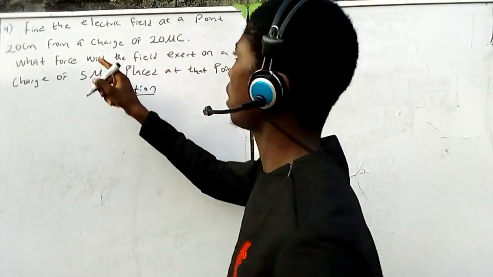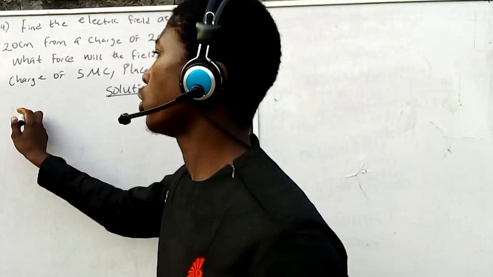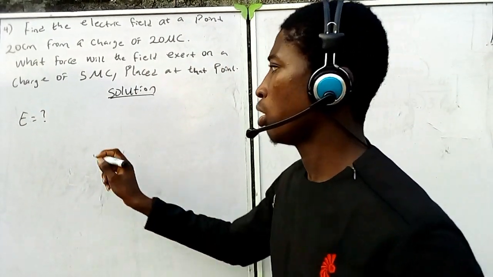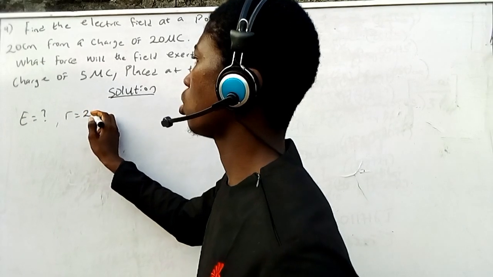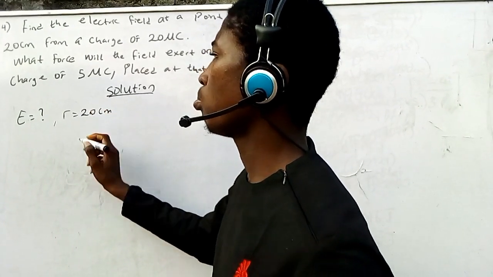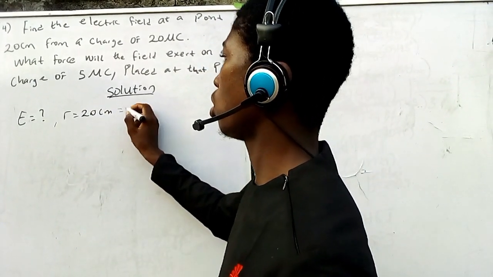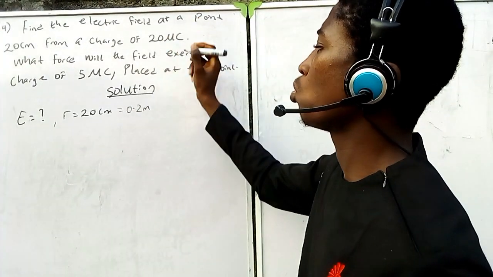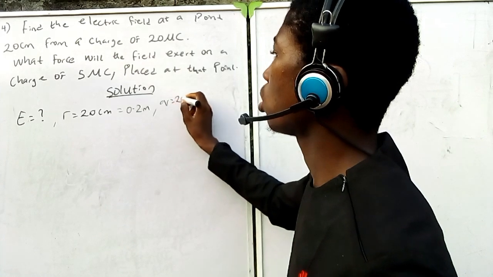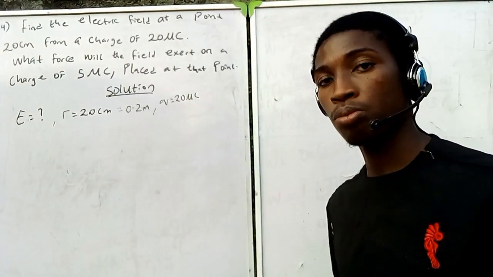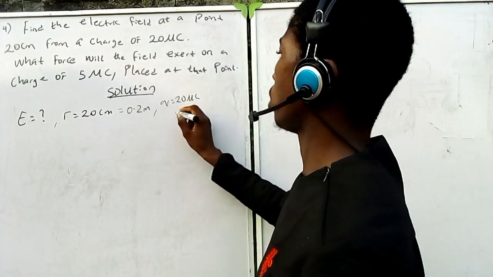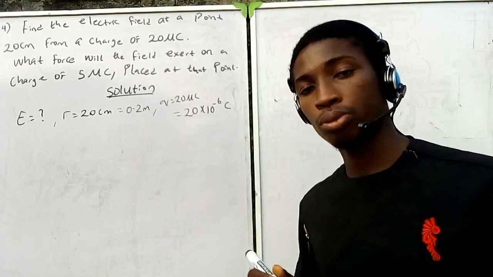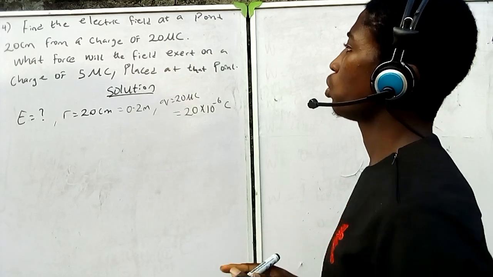The first part: find the electric field E at a point 20 cm. The point, that is R, equals 20 cm, and to convert 20 cm to meters, you divide by 100, that is 0.2 meters, right, from a charge of 20 microcoulomb. So the charge is 20 microcoulomb. Micro is 10 to the power negative 6, so the charge equals 20 times 10 to the power negative 6 coulomb. You understand? Very good. So let's find the electric field.